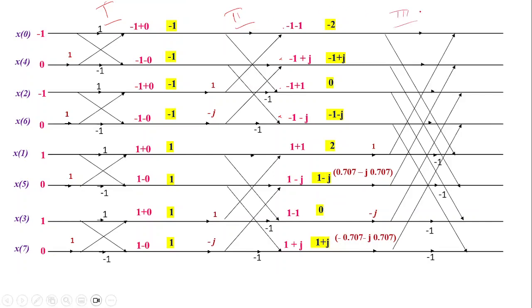So stage 3. Here this one and this one are a pair, again this one and this one are a pair, again this one and this one, and again this one and this one are a pair. So here the first one is -2 and 2. So -2 plus 2, and its pair is -2 minus 2.